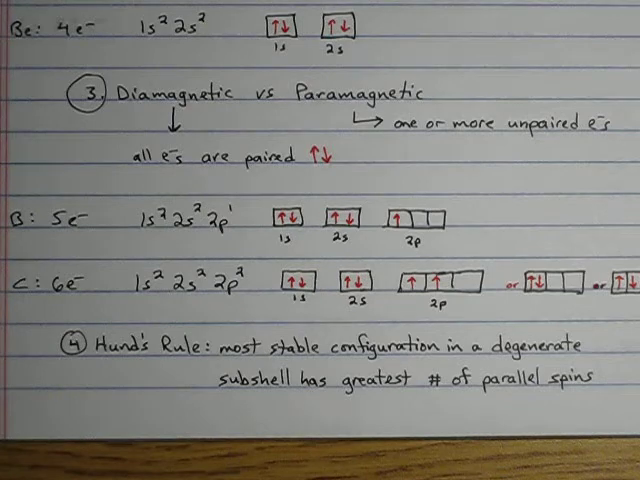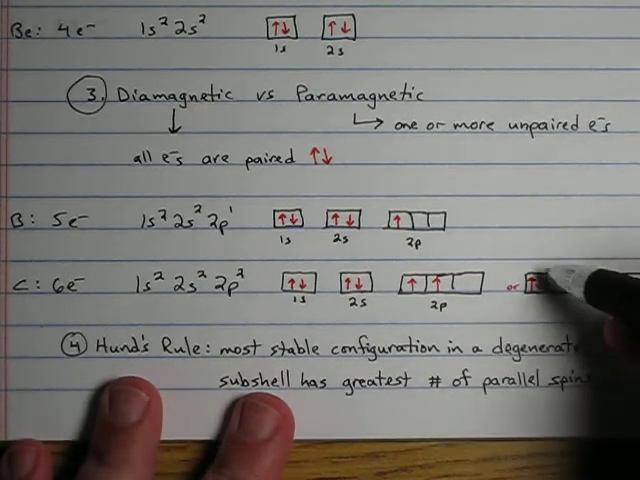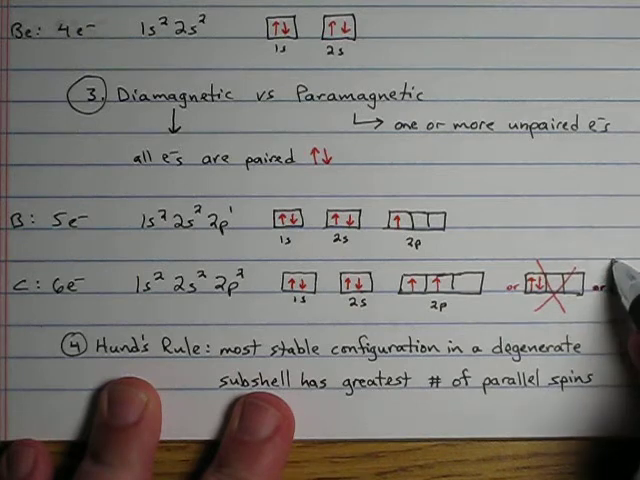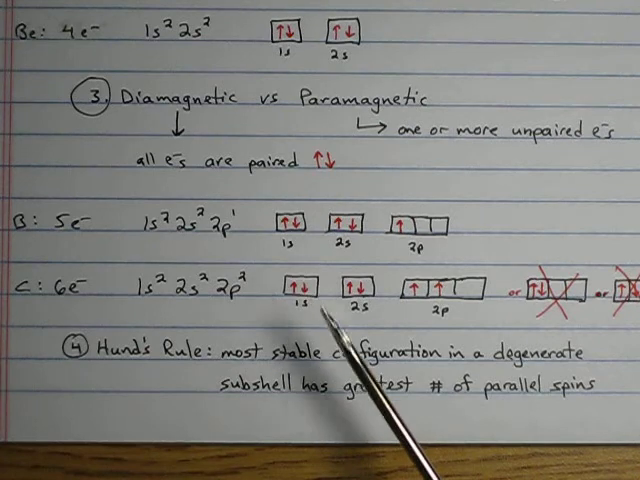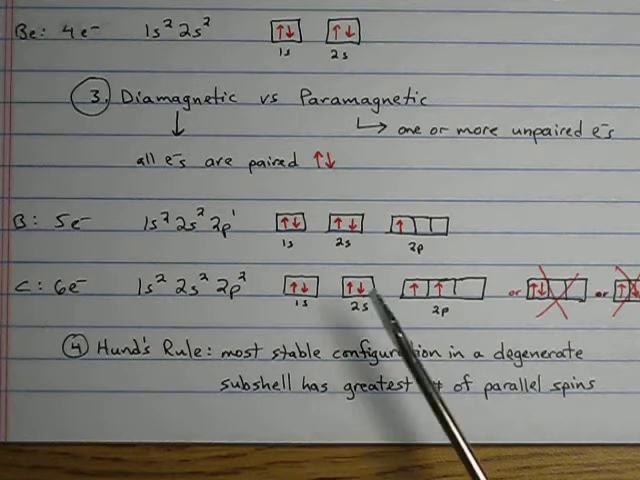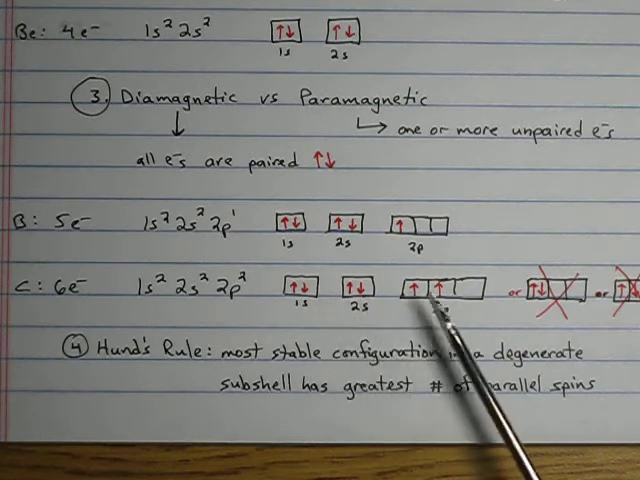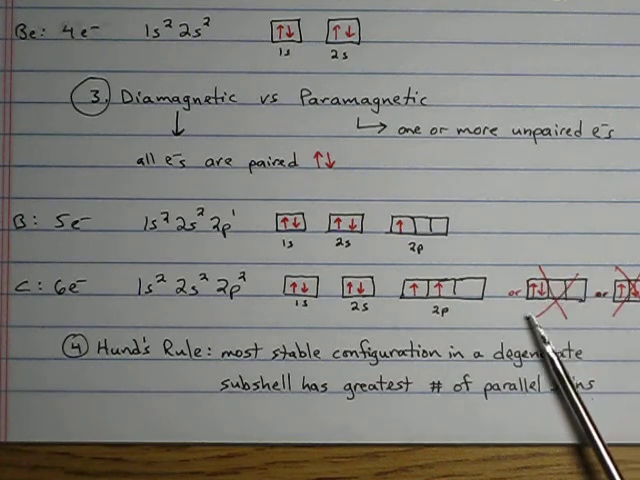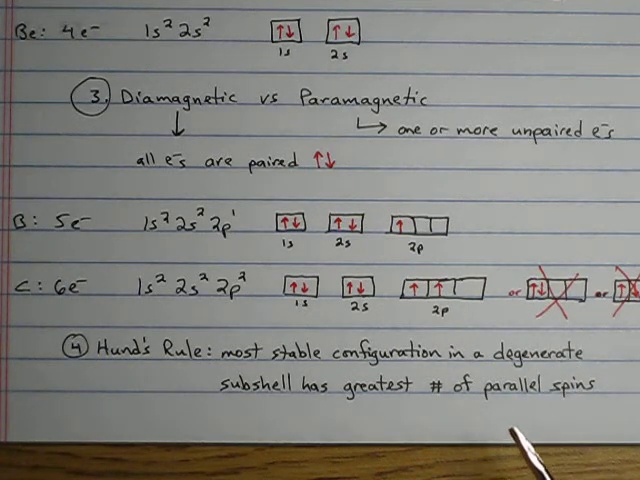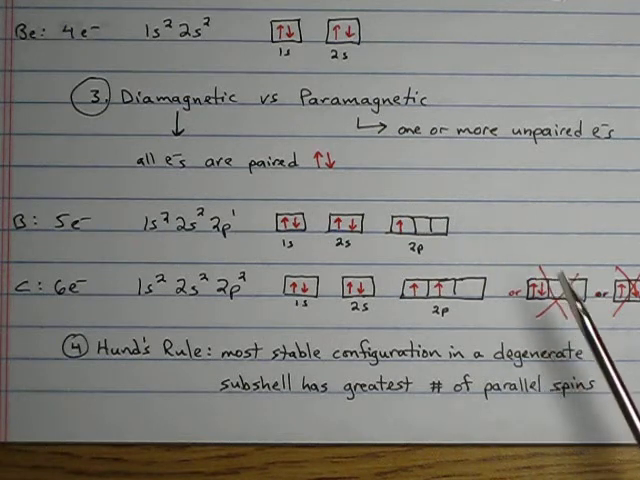You will not get this situation. This is a higher energy situation, and this is a higher energy situation. Which means carbon atoms are paramagnetic. That's how we can test for it. They're affected by magnets, because an individual carbon atom has 2 unpaired electrons in it. If this were more stable, carbon atoms would be diamagnetic, but experiments show carbon atoms are paramagnetic. All right, Hund's rule.